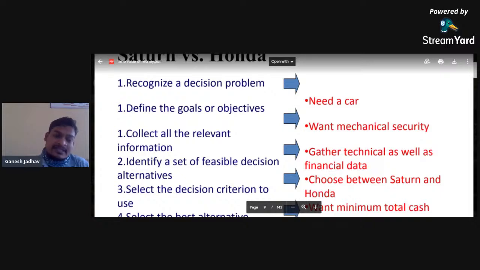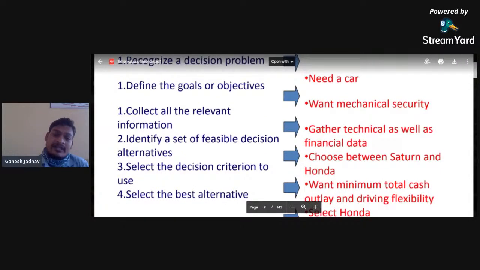And from these alternatives we have to take the best decision, based on the criteria. So what is our criteria?